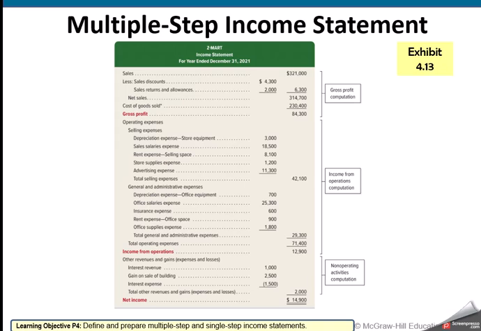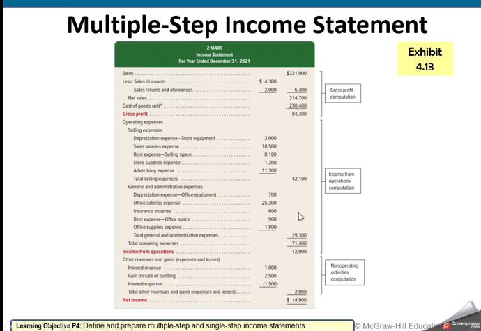And then now we have a multi-step income statement. In chapter 3, we had that classified balance sheet where we took our balance sheet and broke it into more detail. This takes the income statement and breaks it into more detail. So we'll have our sales less those contra sales accounts, so less sales discounts, less sales returns and allowances. That gives us our net sales. Minus our cost of goods sold gives us gross profit.